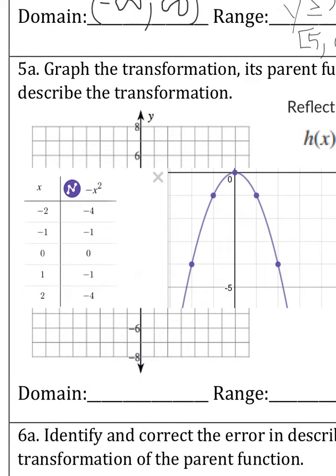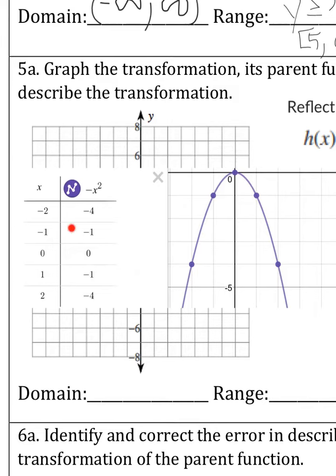It's still starting at (0, 0). It didn't move up, down, left, or right. It reflected over the x-axis. A reflection over the y-axis, you wouldn't even be able to tell the difference because it would be reflecting from side to side instead of from top to bottom. So yes, here are the points I graphed. (-2, -4), (-1, -1), (0, 0), 1 across, 1 down, 2 across, 4 down. That's all there is to it.